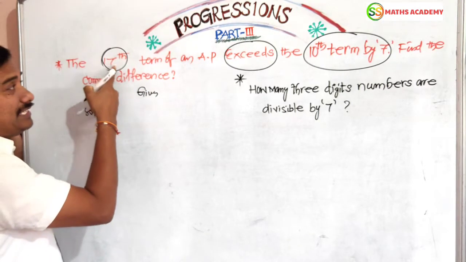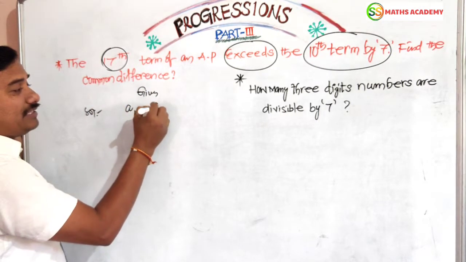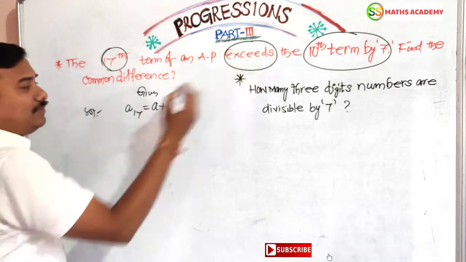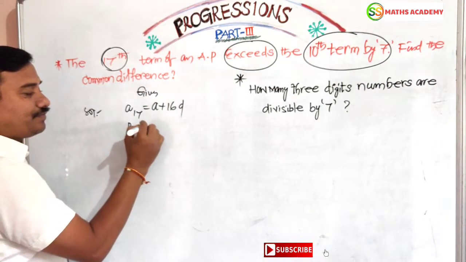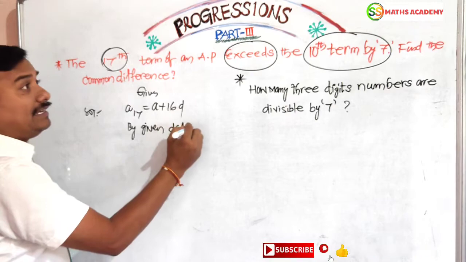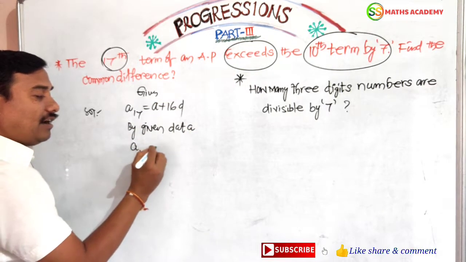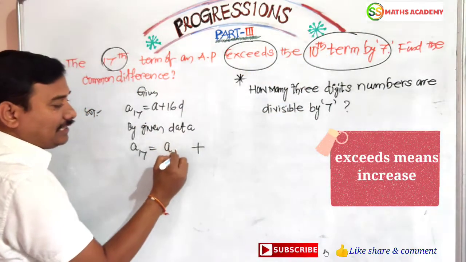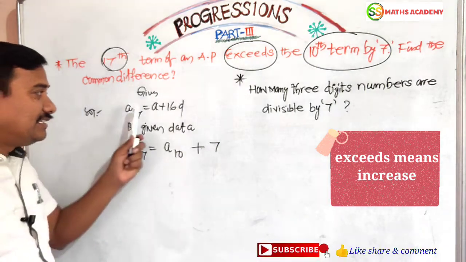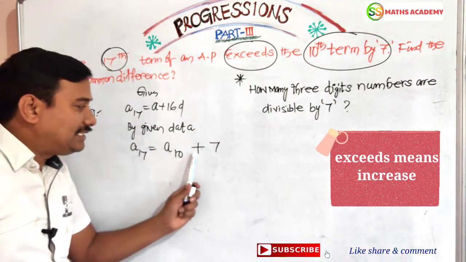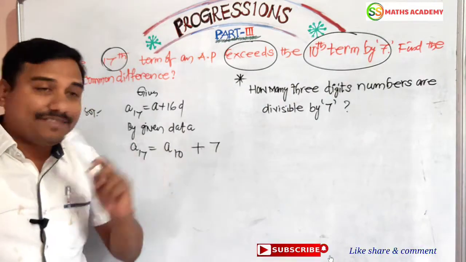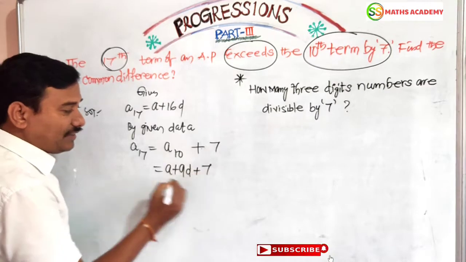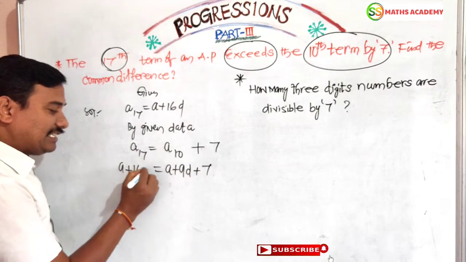Yes, you know very well from the basics of AP that the 17th term is nothing but a plus 16d. Now, exceeds which term? According to the problem, the 17th term exceeds means plus the 10th term by 7. Simply we can say that it is a plus 9d, and this is 7. Already you know the 17th term is a plus 16d.